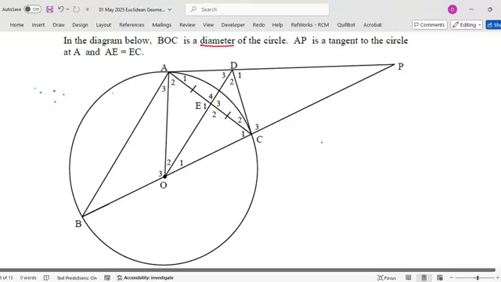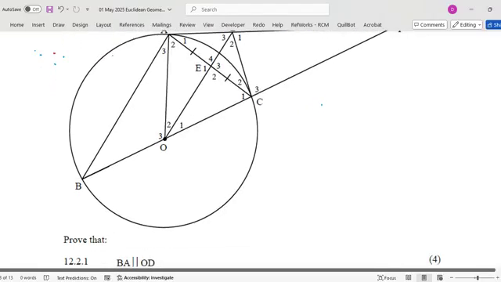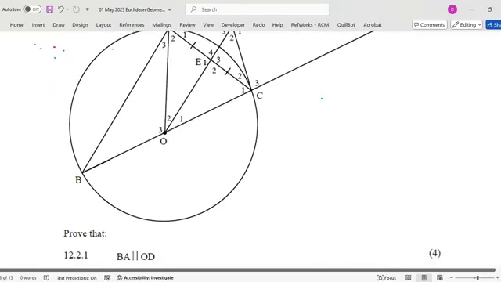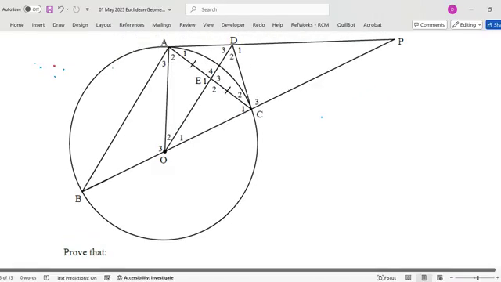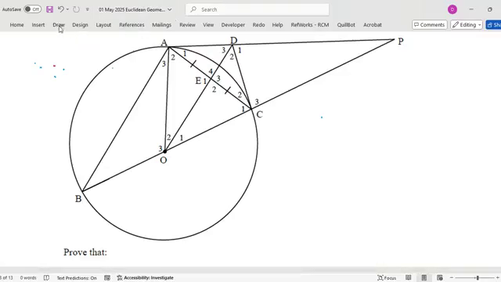Now that we did analyze, let's answer this question. Prove that BA is parallel to OD. The very same lines that we're talking about. For 4 marks, they're saying we must prove that those two lines are parallel. So, what would be my first step to get all those 4 marks?